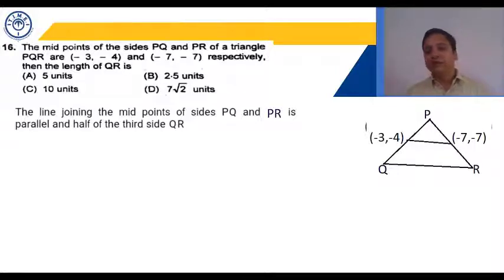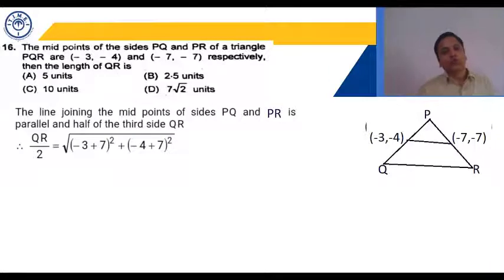So let's find the length of this line segment whose end coordinates are (-3, -4) and (-7, -7) by using the distance formula. This is half of QR, so we can safely find the length of QR. The length of QR is just double of this.